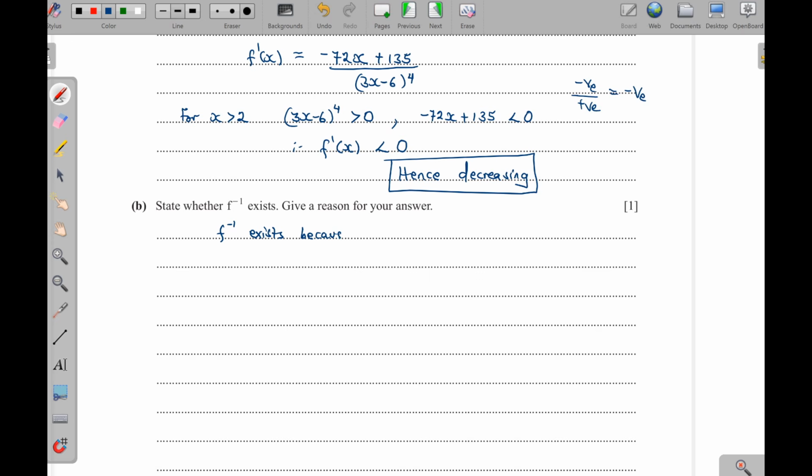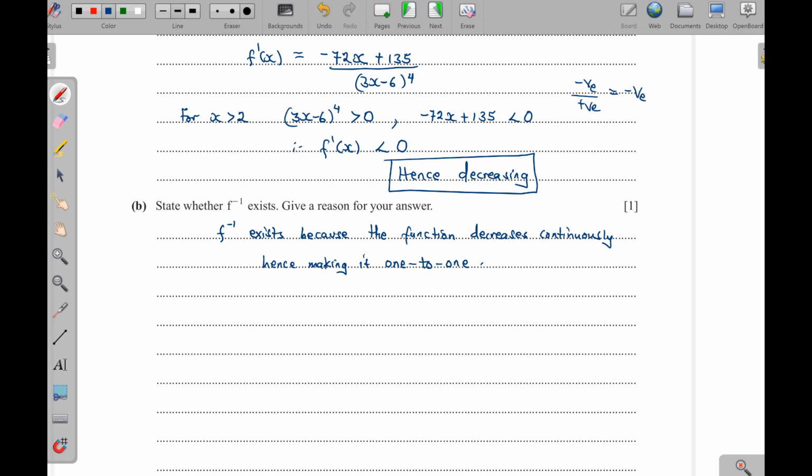because the function decreases continuously, hence making it, in fact, even if you stop here, f inverse exists because the function decreases. You are done. Hence making it 1 to 1. And a function can only have an inverse when it is 1 to 1.